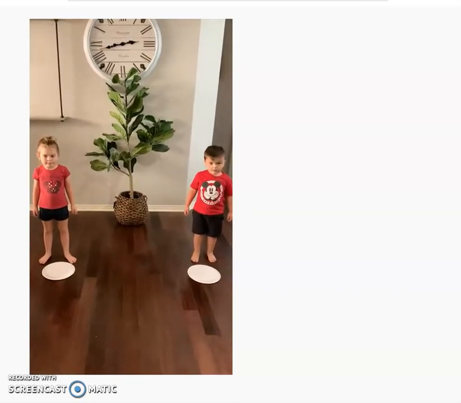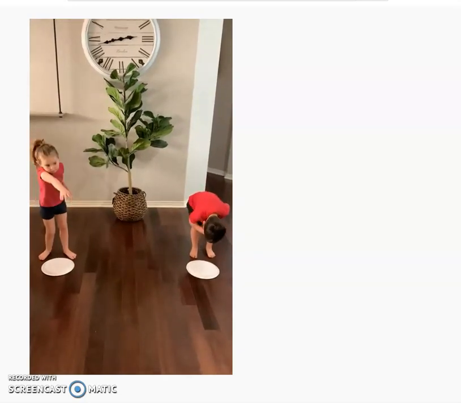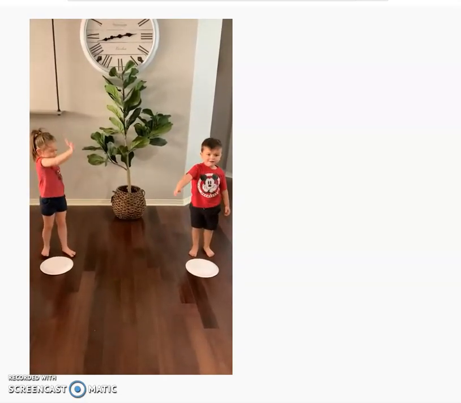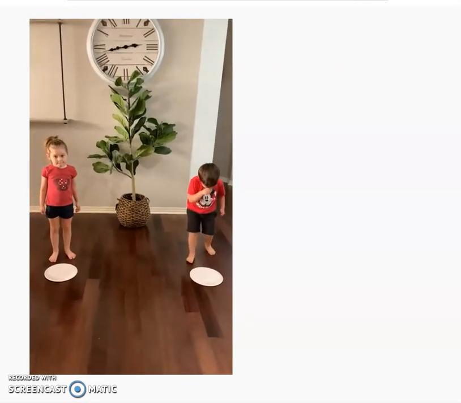Let me see an elephant drinking water. Bending down and coming up. Can you? All right. Stay in your spot. You got to stay in your spot. We're working on our axial movements.